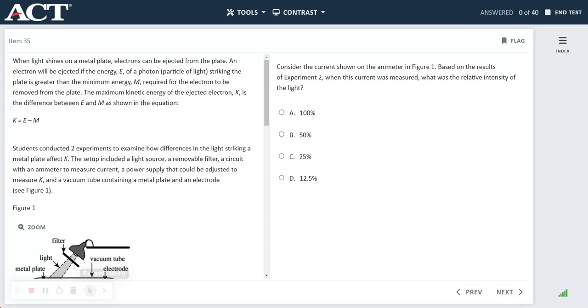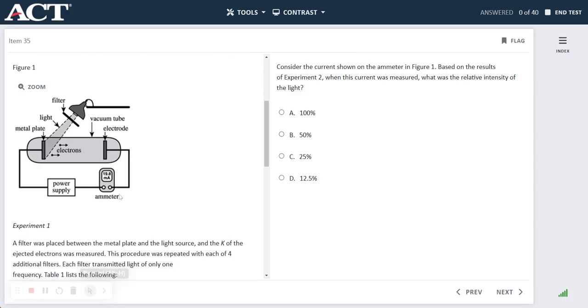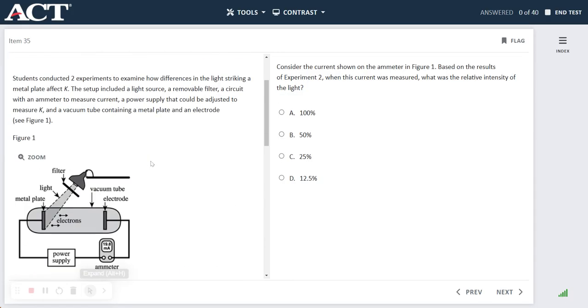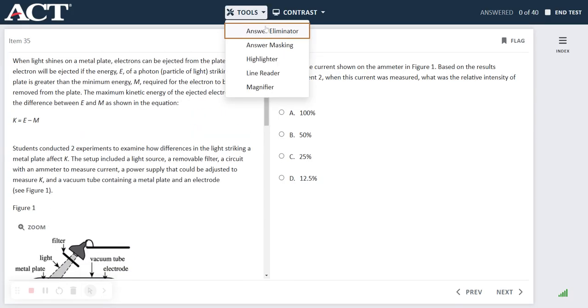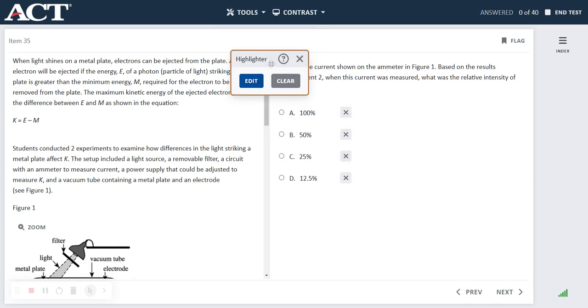Okay, we are covering the last passage in the ACT Enhanced, so passage 7. This is a research passage. How do I know it's research? Because that's the experiment 1 and experiment 2. So we're going to turn on two tools that I think help on the digital testing: answer eliminator and highlighter.